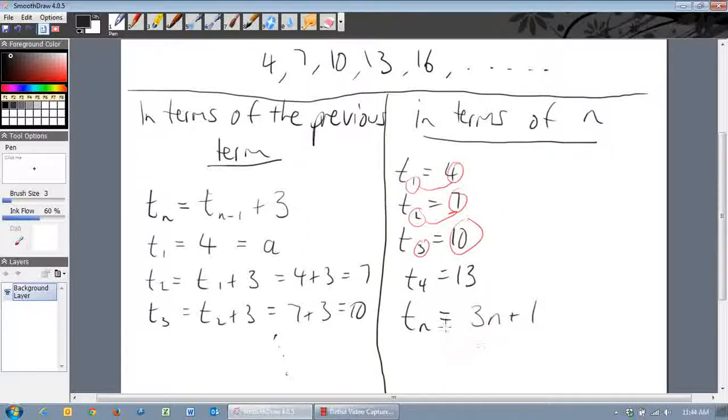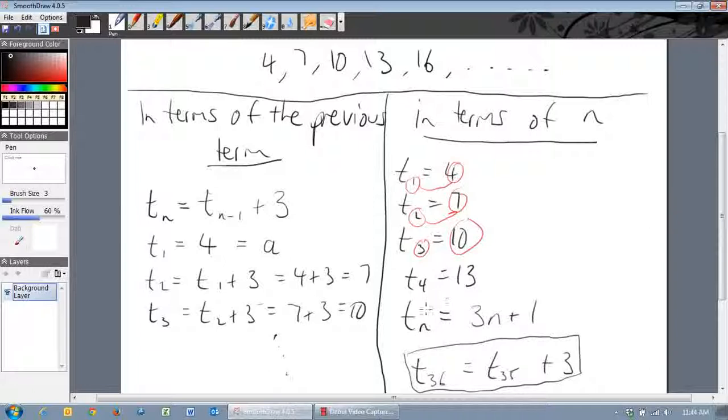Why is it more powerful? Because say you are asked to find T36 or something like that for this sequence. If you wanted to use this way, in terms of the previous term, then you'll have to find what T35 is and then add 3 to it. Then how do you find term 35? Well, then you've got to work back and look at the 34th term. How do you find the 34th term? You've got to look back. So this can be a very tedious way to do it.